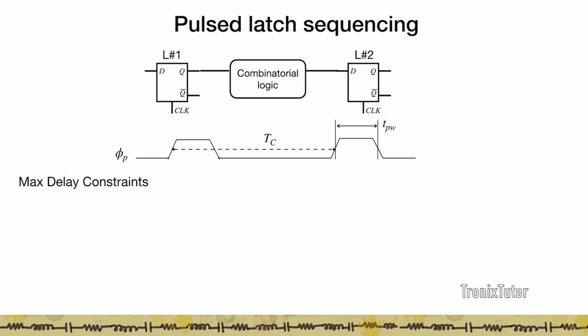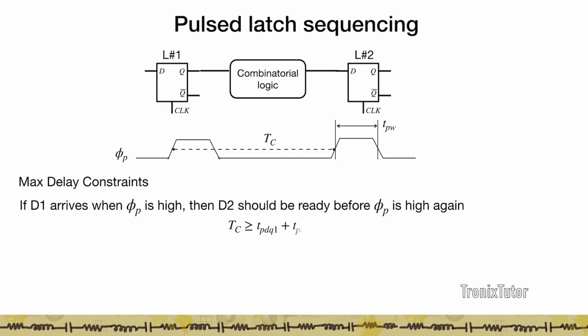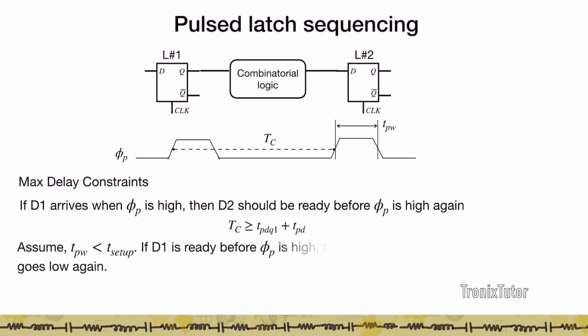Now let's look at the max delay constraint here. Suppose we assume that D1 arrives when the clock is high, during this TPW, right? Which means that D2 should be ready when phi goes high again. In this case, your Tc should be greater than TPDQ, that is the longest path from D to Q, plus the longest path through the logic. So that would be Tc should be greater than TPDQ1 plus TPD.